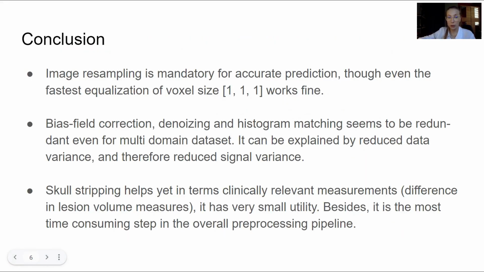So our conclusions were that you should resample images the fastest way to standardize them, and standardizing is needed, but how you do this, resample to equal size or equal voxel size or to the atlas template, it doesn't really matter. Image enhancing steps are redundant, and skull stripping actually helps, but it will take lots of time to proceed. It may be changed to longer training and data augmentations.